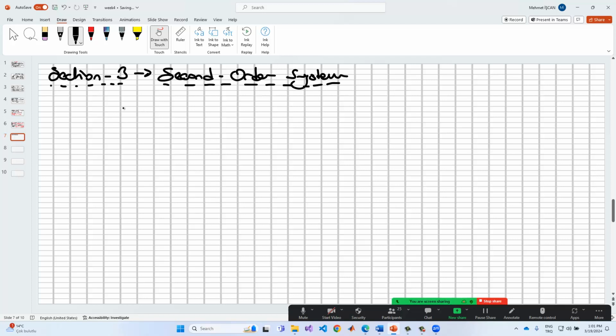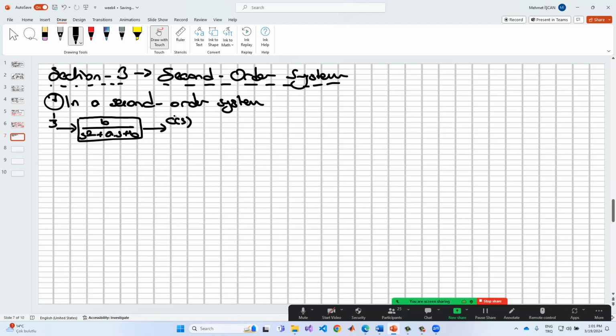And so, in a second order system, we have this kind of system. B divided by S square plus A S plus B. And we can generate the CS, okay? And so we have two derivative terms at CE, okay? Characteristic equation, okay? And then we can revise the whole system just like this one.